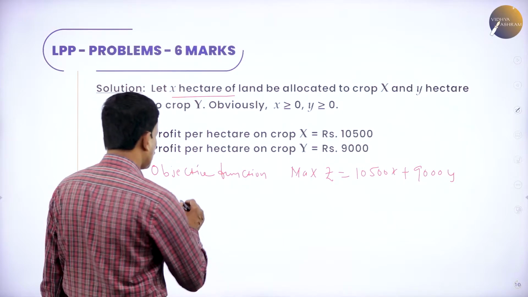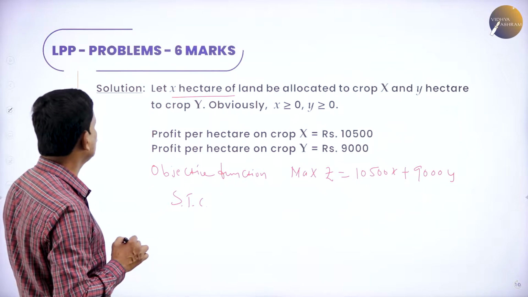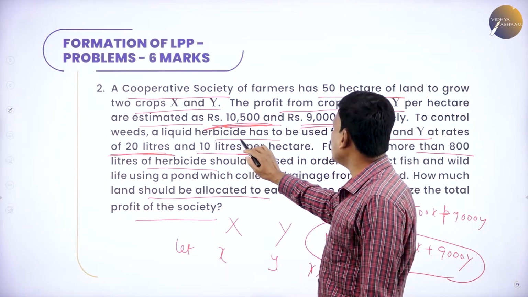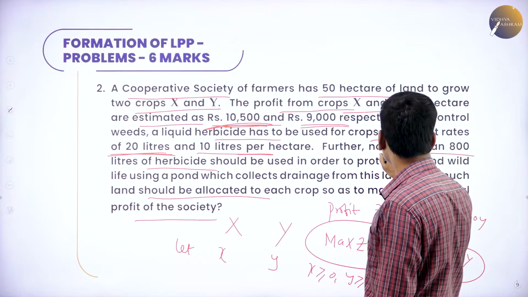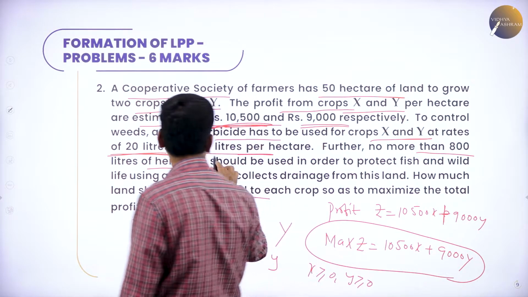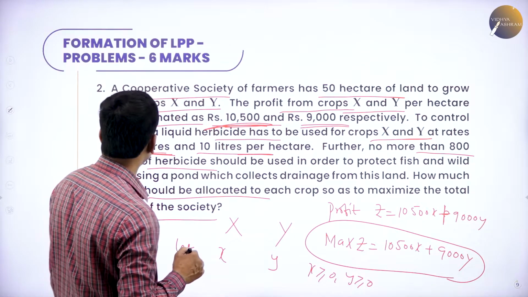Now, subject to constraints. What are the constraints given? To control the weeds, a liquid herbicide has to be used for crops X and Y at the rate of 20 liters and 10 liters per hectare.